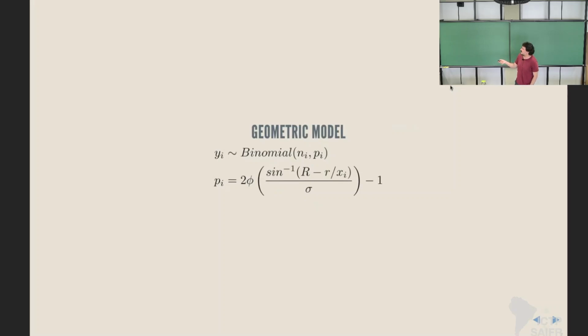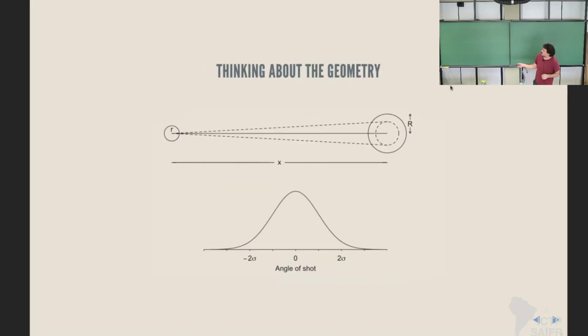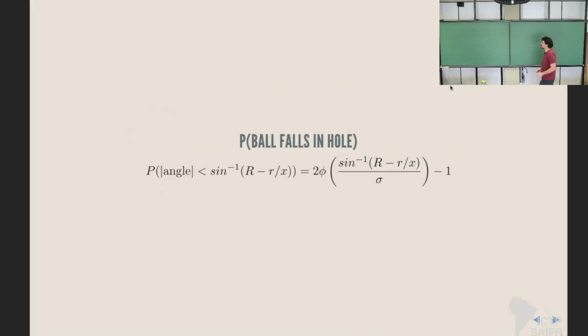So the distance is here, right? It's how far away you are. That has a sine relation with the angle, right? As you're far away, the angle increases, and the region of the distribution where you hit the ball reduces, right? As you're far away, you have to hit closer and closer to the angle so that you still fall inside the hole, right? That's the intuition.